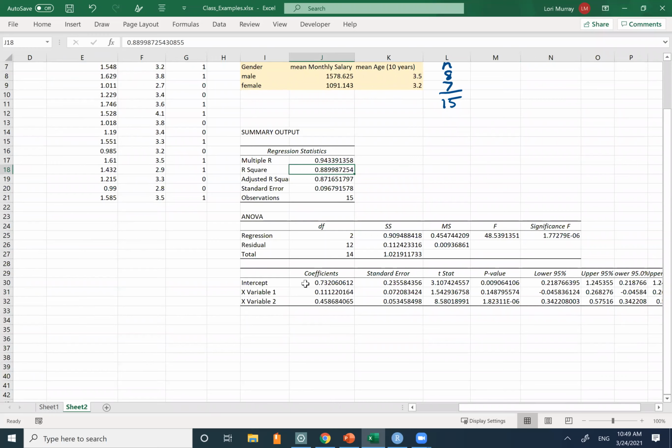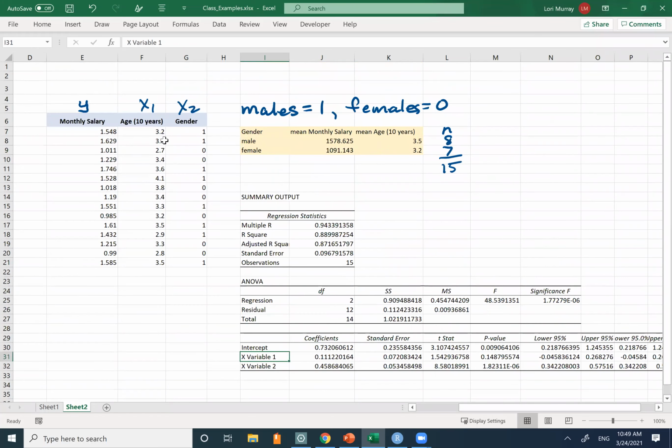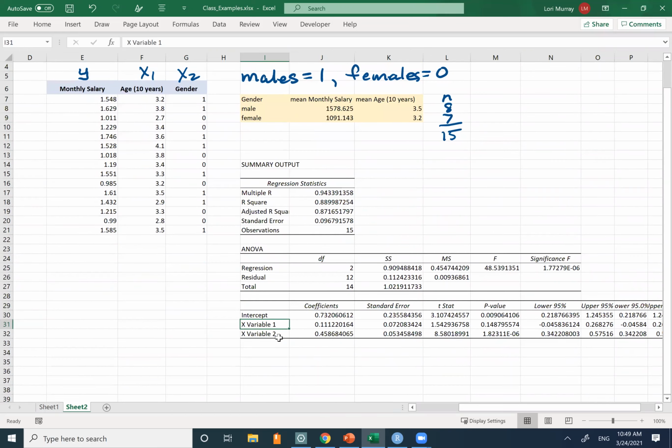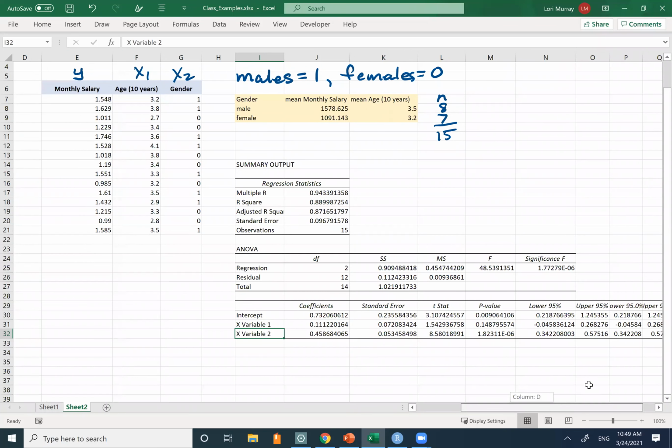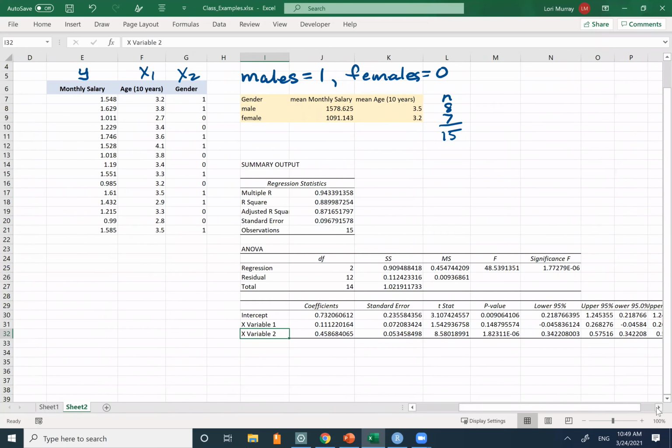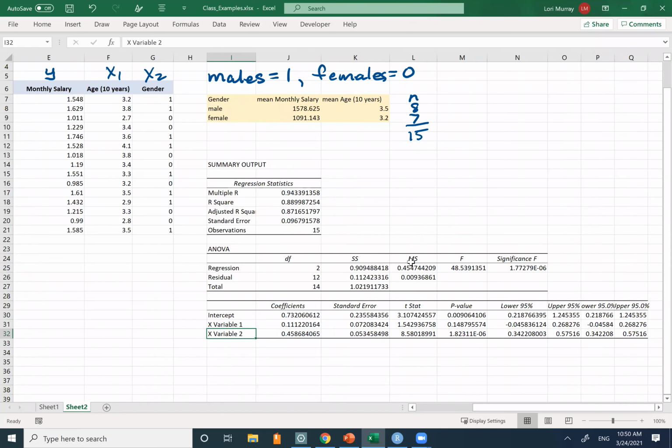The coefficients, there's the intercept. And X1, we know we entered X1 as age. And we know that X2 was gender. You have to keep everything straight on how you fed the data into the software. And then we have p-values. So you want to look straight over at the p-values. Do we have statistical significance?